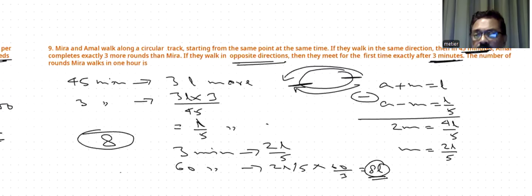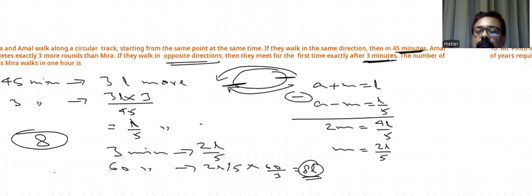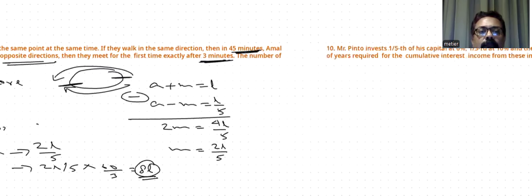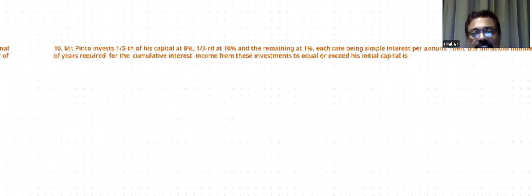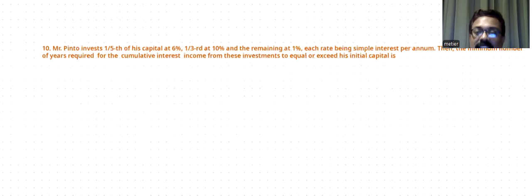Last question. With fractions, we go with the LCM of the denominators. So 1 by 5 and 1 by 3. So total investment, say 15. The first investment is 1 by 5.